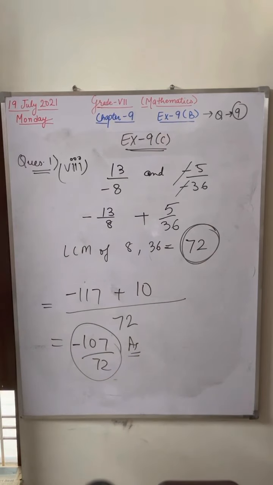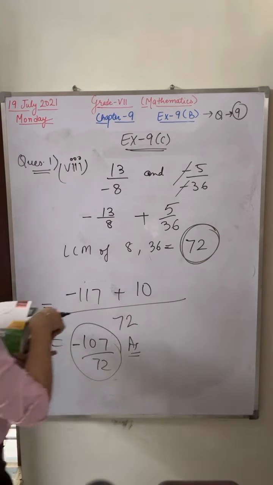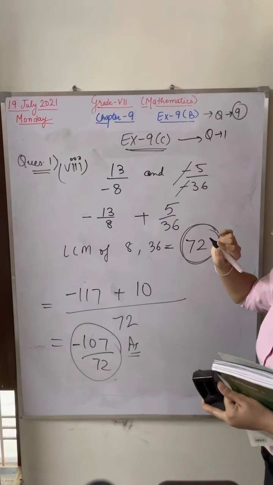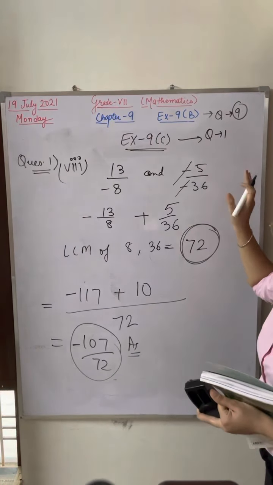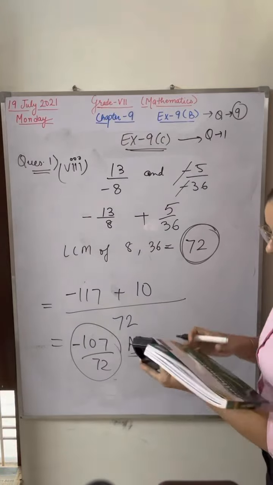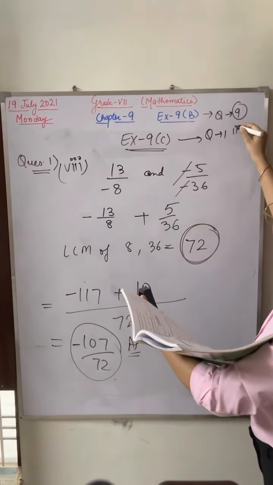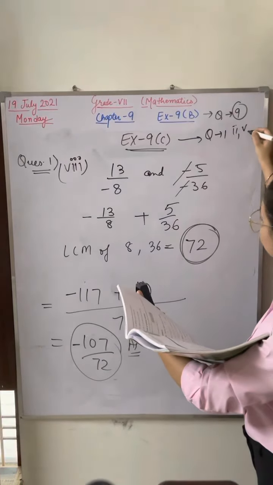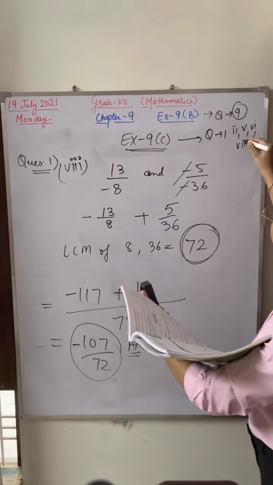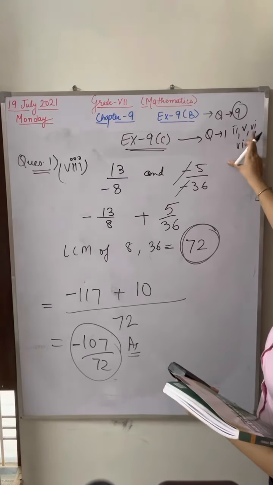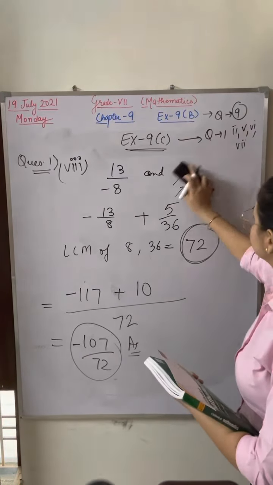Okay. Now please mark question 1 for today's homework. Question 1. Whatever parts are left. Which parts are left? Part second, 5th, 6th and 7th. Very, very easy. Part 2nd, 5th, 6th and 7th. Based upon the same concept.